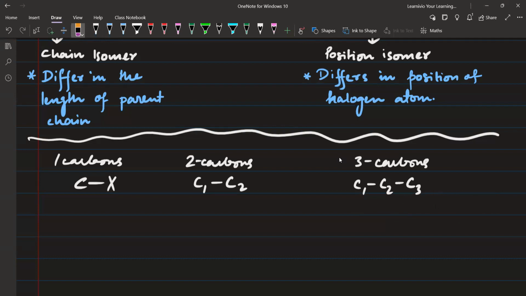But one thing is true: if you see the first carbon and the third carbon, both of these carbons are 1 degree, but the second carbon atom is 2 degree. So we can have two different isomers in this case if I attach a halogen. This is the carbon chain, and I attach the halogen atom either to the 1 degree carbon or to the 2 degree carbon. Now the position of the halogen atom has changed, so we can have position isomers even with 3 carbon atoms. Does that make sense?